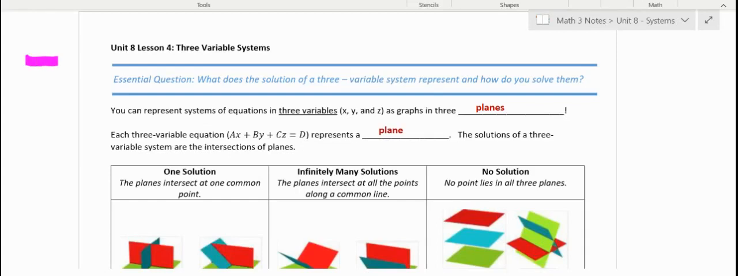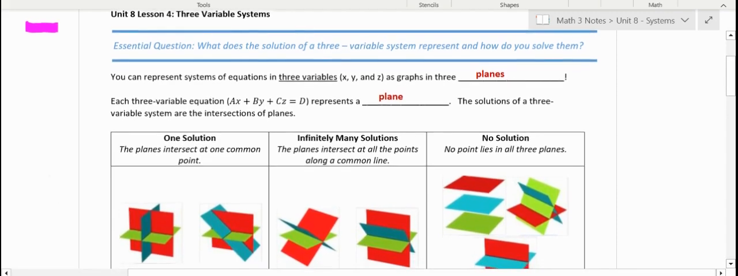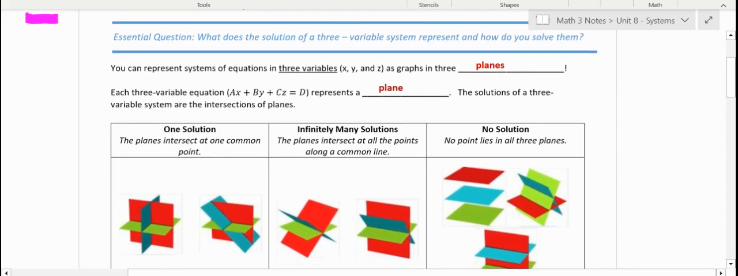This is the video for Unit 8, Lesson 4, three variable systems. So the goal for this is going to be using what we know about elimination and substitution to solve systems that have three variables and three equations. What we're going to see is that we can have a couple of different scenarios that happen, very similar to when we just have two equations.